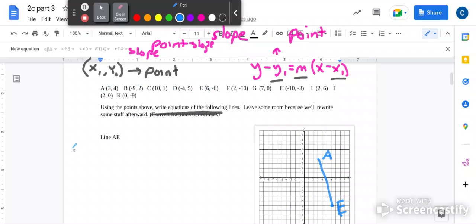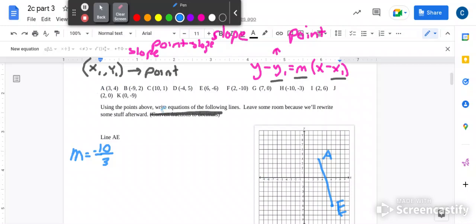Remember, our slope is our rise over run. So our slope: 1, 2, 3, 4, 5, 6, 7, 8, 9, 10. It rises by 10 and runs 1, 2, 3. It goes down from left to right. So the rise over run is 10 over 3, but since it goes down, we're going to make it negative. So our slope is negative 10 over 3, just doing the rise over run between those 2 points, A and E.